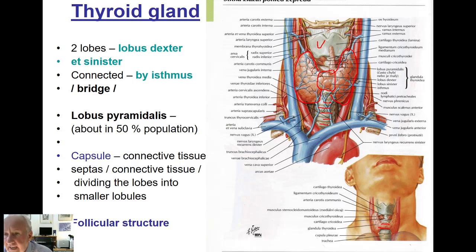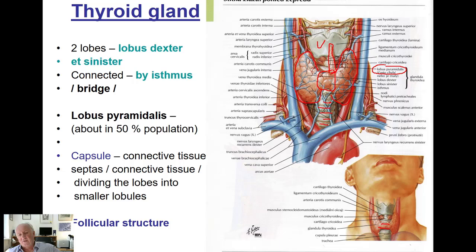Some people, around 50%, half of the population, can have this small pyramidal shaped lobe. It's really called lobus pyramidalis, the pyramidal lobe, a remembrance of the development of the thyroid gland. You will hear about the development of the thyroid gland in a few weeks or in a few days. This pyramidal lobe is a remembrance of what was called the ductus thyroglossus during the development of the thyroid gland.